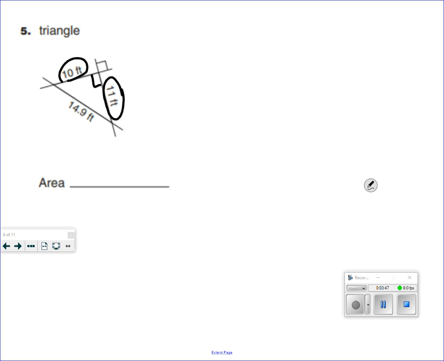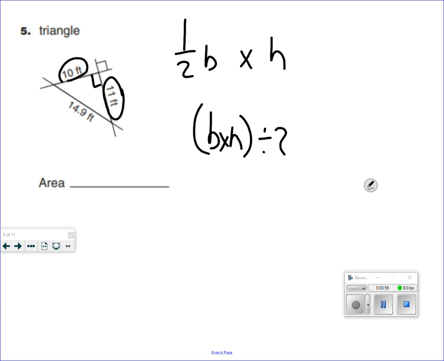So what's the area of a triangle? It's half the base times the height, right? Half the base times the height, or base times height divided by 2. Let's see how I do it. If my base is 10, if I cut that in half, I'm going to go 5 times 11. My answer is 55. That's pretty easy. My answer is 55 feet squared.